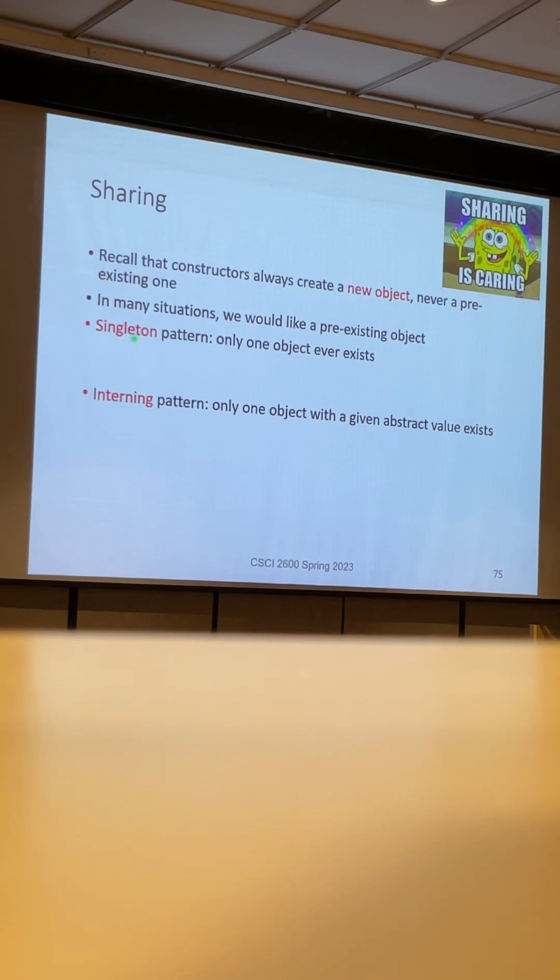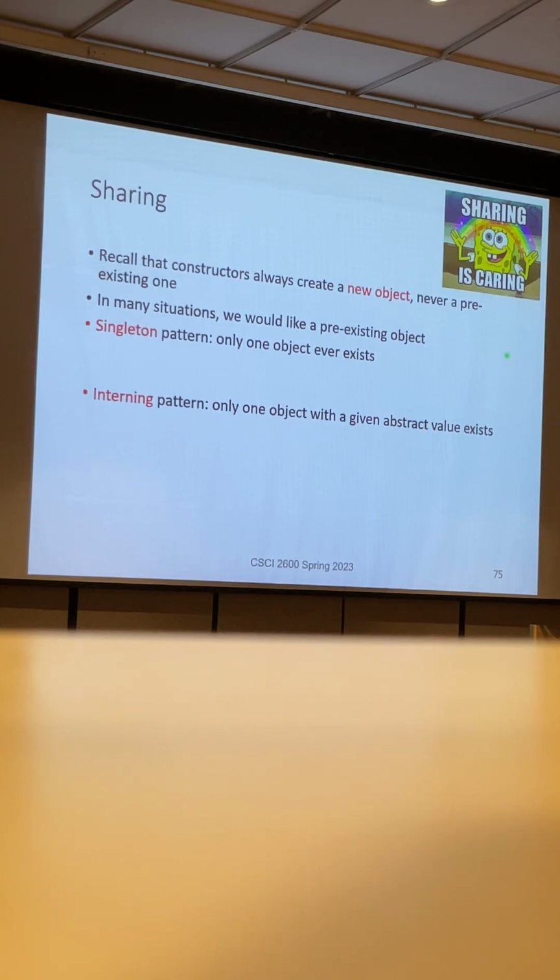And if we have time, we will look at more examples of design patterns that are related to these two. But for now, let's start with two, singleton and interning. Singleton is a pattern that ensures that only one object ever exists. Well, only one instance of a particular class, not one object globally, but only one instance of this singleton class.